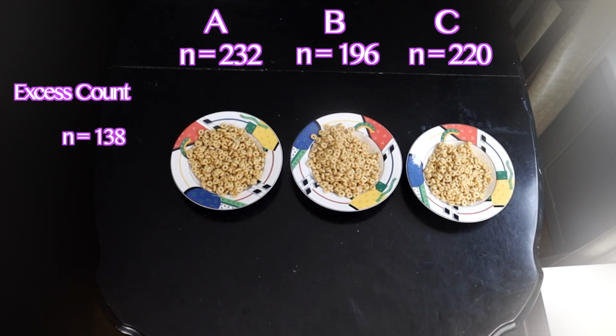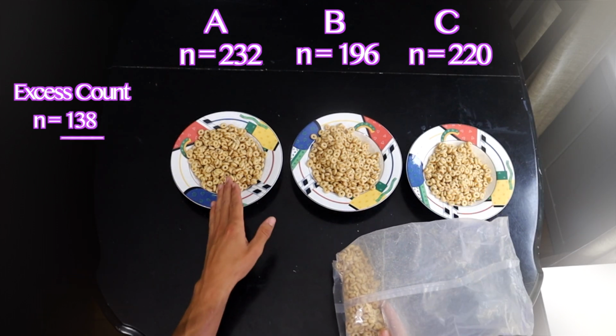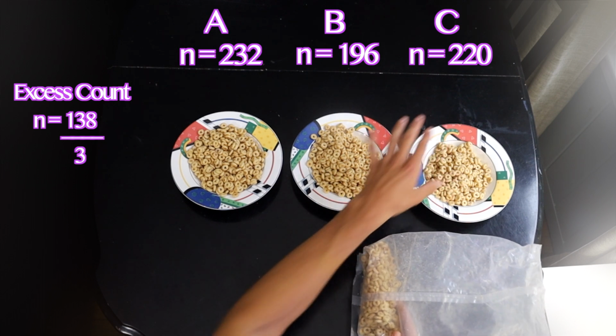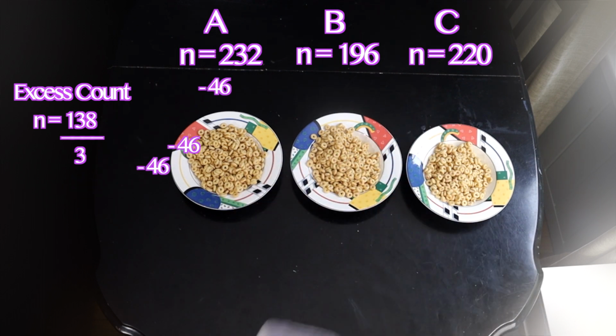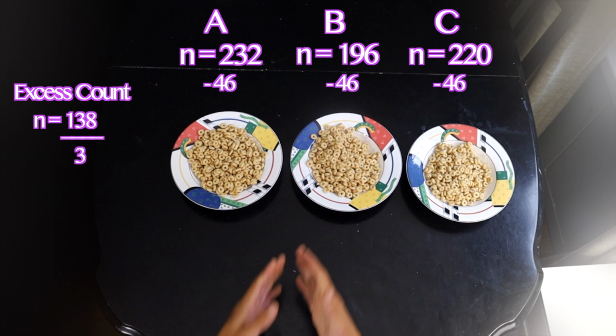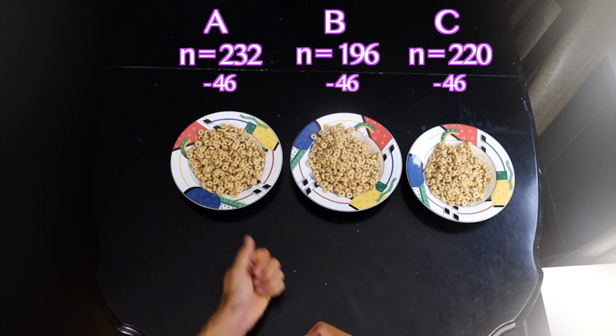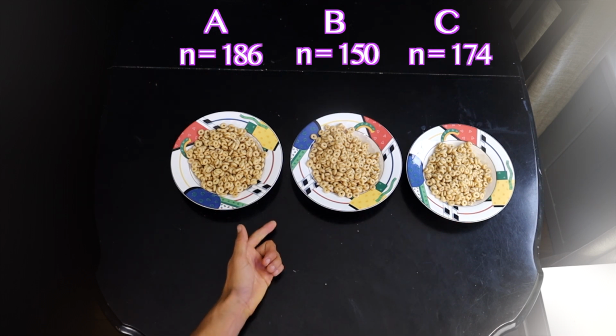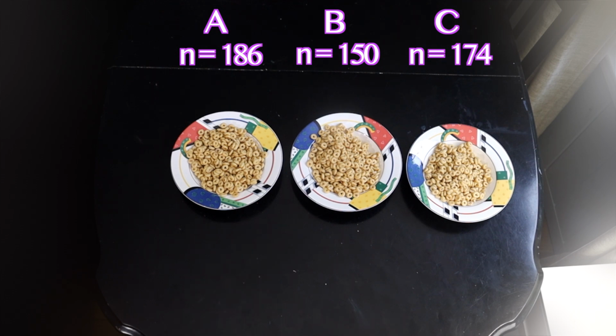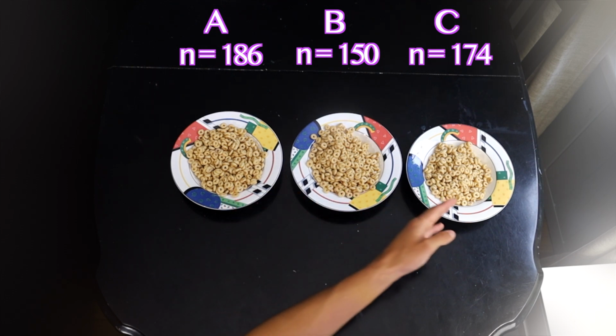Put the excess Cheerios back in the bag and subtract 1/3 from each of the total numbers in Group A, B, and C. What we're left with is 3 sample groups that have been adjusted for manufacturing error and for Cheerio remainder. We're going to perform some calculations on Group A, Group B, and Group C.